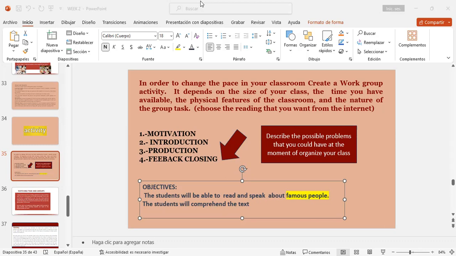Maybe the classroom has hints like pictures of famous people. I don't know. I'm just winging it. Yeah, it can be. So there are some pictures of famous people around the classroom or on the classroom walls.